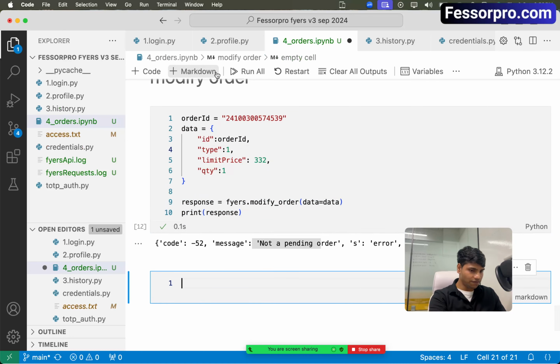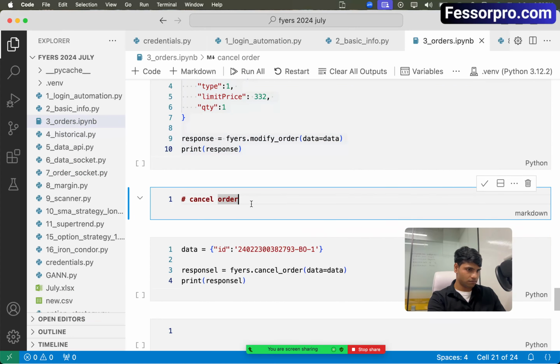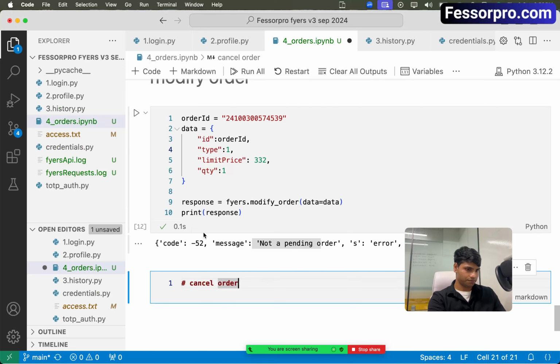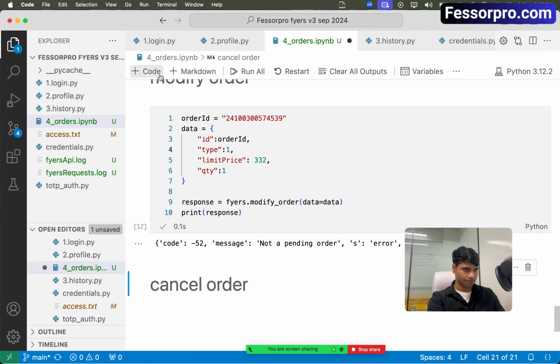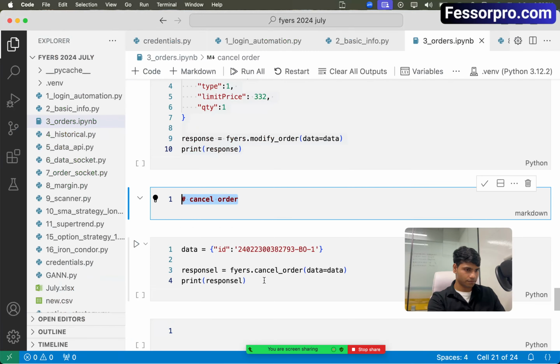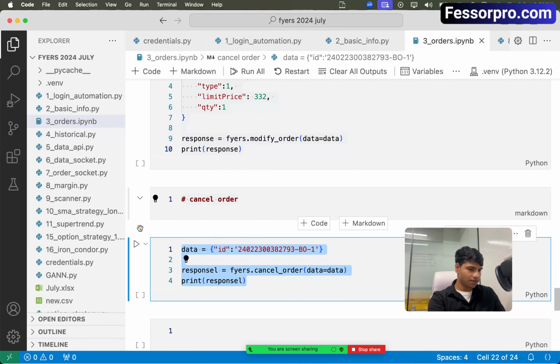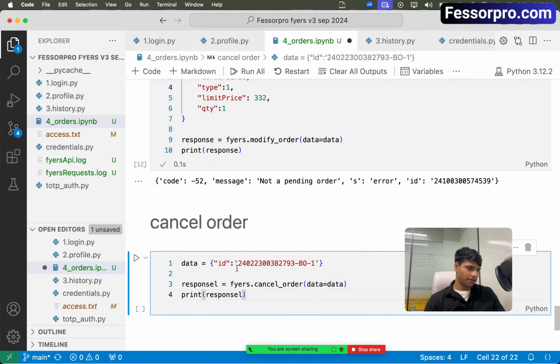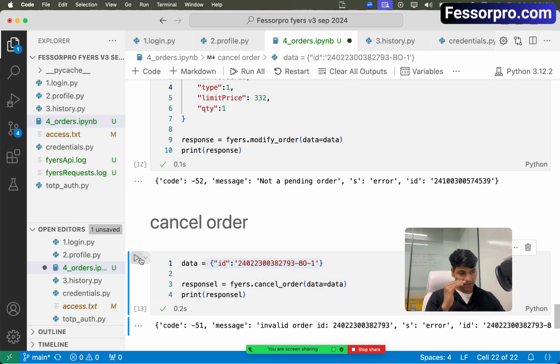Okay. Now, similar to modify, if you want to cancel the order, this is the code to cancel the order. Now to cancel the order also you need the same thing, that is, you need the order ID. Now this is the order ID for a bracket order. This is how the order ID looks for a bracket order. So I've taken the ID of the bracket order and then I'm just calling Fyers.cancel order function. So this cancel order function, if I run, it will simply cancel this bracket order. And you know that if I cancel the bracket order, the take profit and the stop loss order leg will also be cancelled.